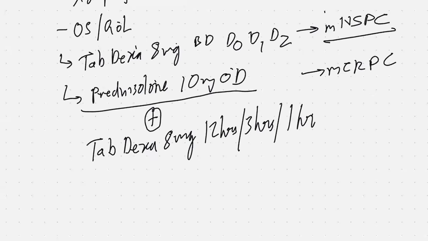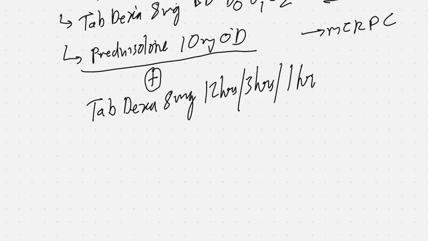Now, we know the side effects of docetaxel, like I mentioned earlier. It can cause myelosuppression. It can cause alopecia. It can cause peripheral edema, and it can cause neuropathy, although that is much lesser than paclitaxel and other taxanes, right? So those are the major side effects.